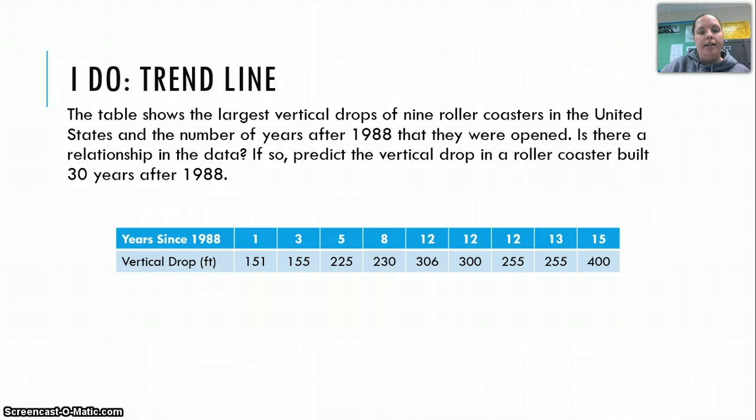And if you look at this data, and you can read the question, it shows the year since 1988 and the largest vertical drops of roller coasters, of 9 roller coasters that happened to be built. Not every roller coaster, just 9 different ones that were built since 1988. We want to look at, is there a relationship in the data, and if so, we want to use that to help us predict information that maybe isn't in the table.